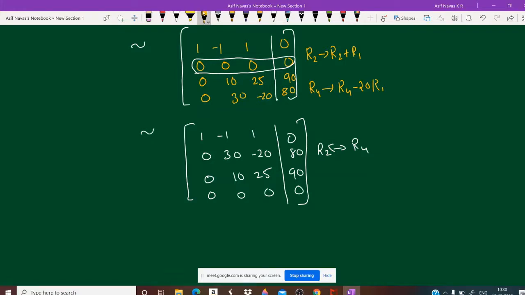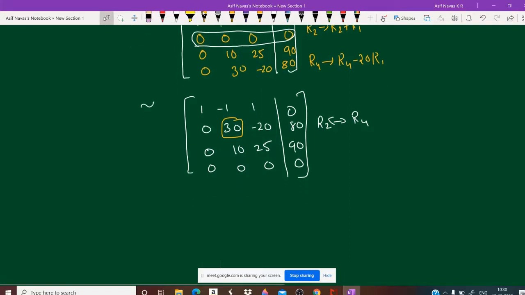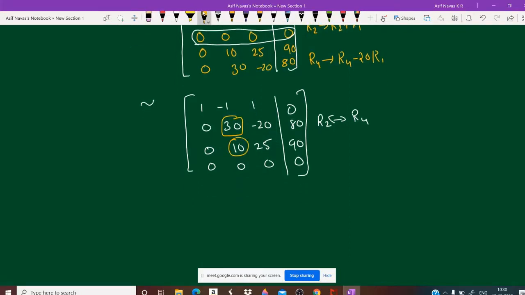Okay, so what is the next pivot? What is the leading entry in the second row? 30. So now we have to convert this into 0. What we will do is write the first row as itself, 0 0 30 minus 20, 80.